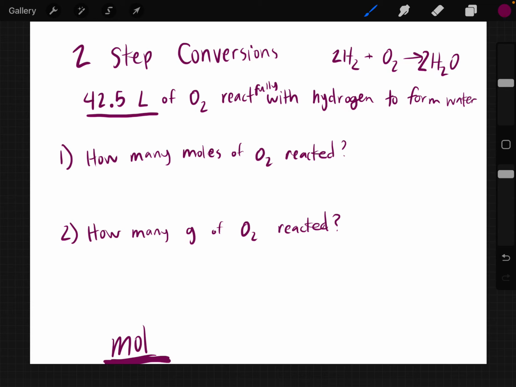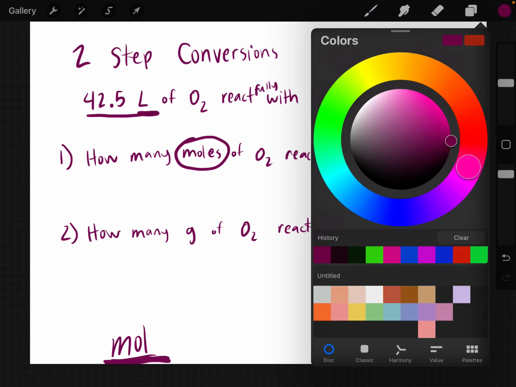The way these problems are set up, we're actually teaching you guys how to go to the mole first and then go to something else by just asking you the first question, how many moles is this? So number 1 right here says, how many moles of oxygen reacted? That's telling us to go from liters, what we were given, all the way to moles. So liters to moles.